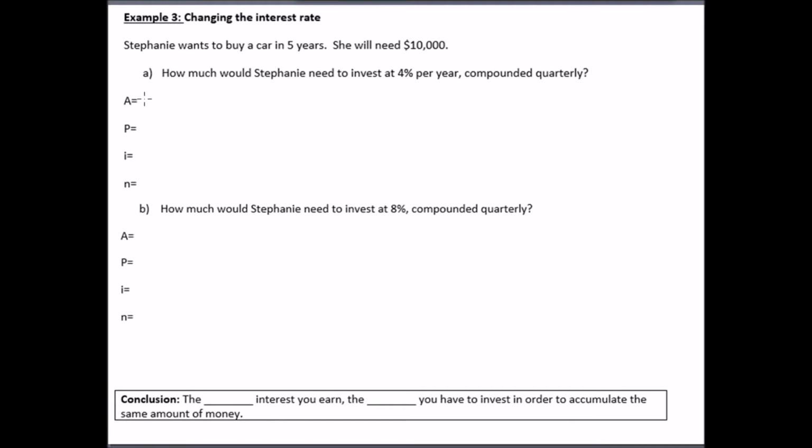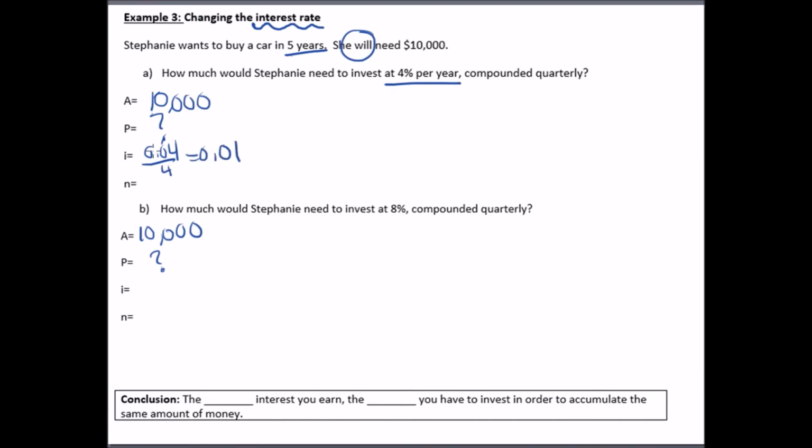Okay, now let's look at changing the actual interest rate itself. Okay, Stephanie wants to buy a car in 5 years. She will need $10,000. So the amount that we need is $10,000. So if she doesn't know what she has to invest today, let's solve for this. Let's solve for how much she has to invest today depending on the investment. So we can either do 4% a year, compounded quarterly.